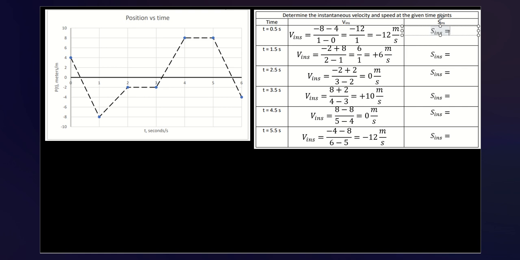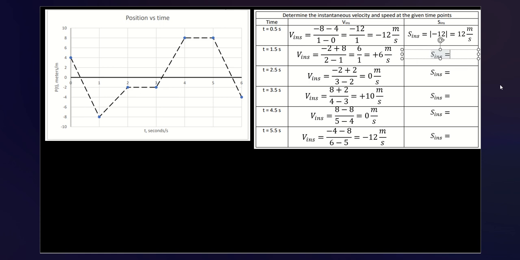The reason why we calculate our instantaneous velocity first is because instantaneous speed is very easy once you have your instantaneous velocity. It's essentially the absolute value of the instantaneous velocity. So at time 0.5 seconds, if the instantaneous velocity was -12, well then the instantaneous speed is going to be just 12 meters per second. Essentially, we removed the negative sign because speed as a scalar does not have a direction, positive or negative.